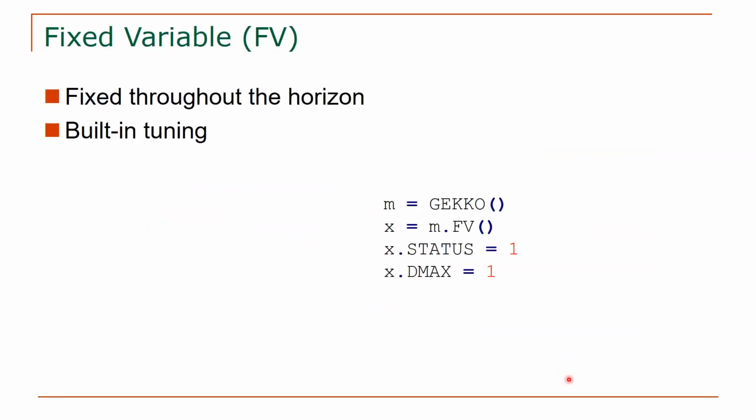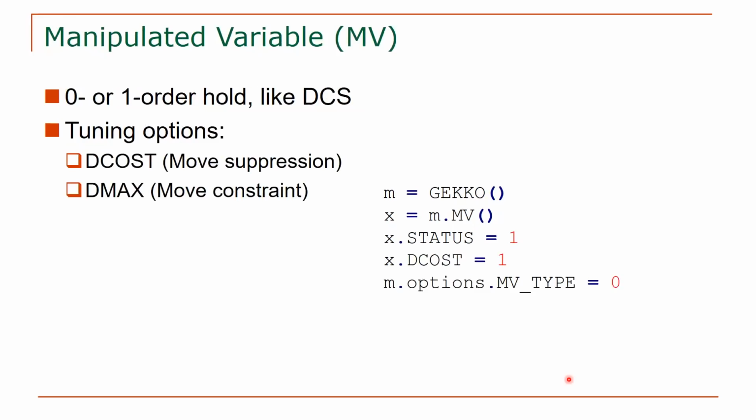If you need a fixed variable, you're estimating a parameter through time. You can use these fixed variables. It has some built-in tuning, such as Dmax or a delta, a maximum delta, so the values can't change too much. That both provides some stability, helps your solver not search too far out in space, but also helps you remain physically consistent with your problem. Manipulated variables are like regular variables.